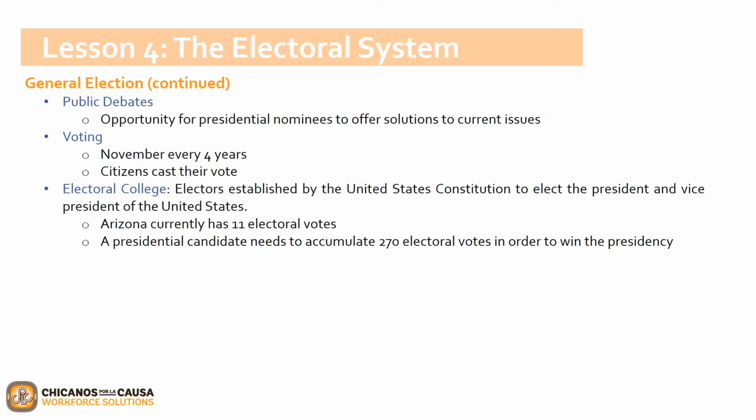Following the general election, electors from the Electoral College cast their state votes in the Electoral College. The Electoral College has electors that were already established by the United States Constitution to elect the President and Vice President of the United States. Arizona currently has 11 electoral votes. Each state has a different number of electors. A presidential candidate needs to accumulate 270 votes in order to win the presidency.